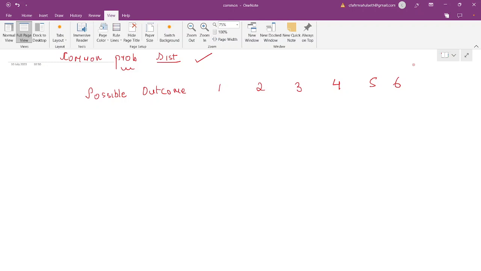And what are the probabilities associated with each of these? Probability of getting a 1 is 1 by 6. Probability of getting a 2 is 1 by 6, so on and so forth. So this is my probability distribution.